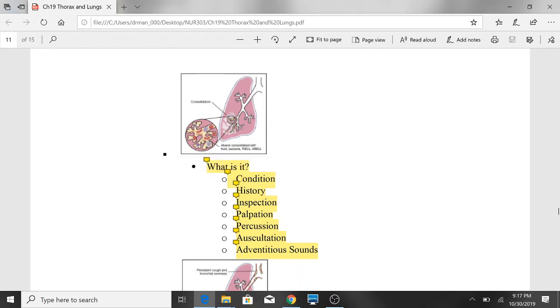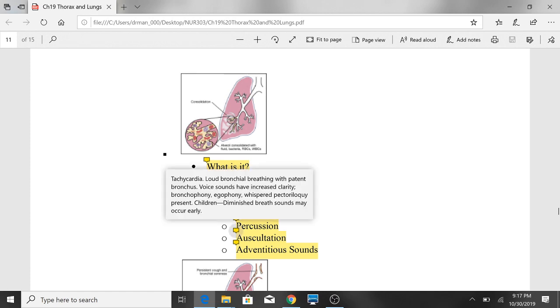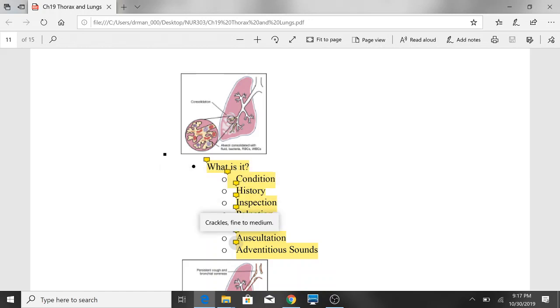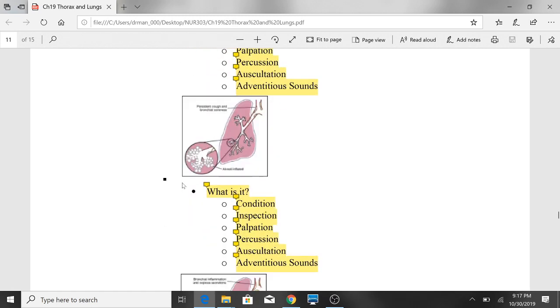What about percussion? It's dull over lobar pneumonia. And auscultation? Tachycardia, loud bronchial breathing with patent bronchus. Voice sounds have increased clarity like bronchophony, egophony, whispered pectoriloquy particularly present. All three of these. Wow, that's crazy. And adventitious sounds, crackles like fine and medium.